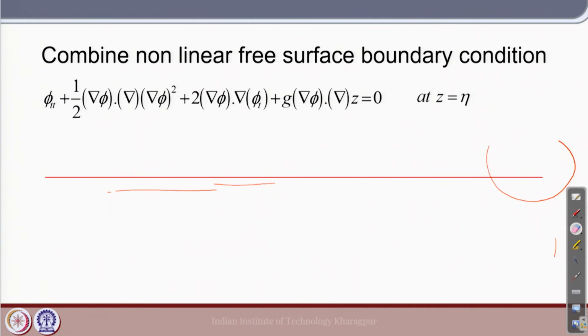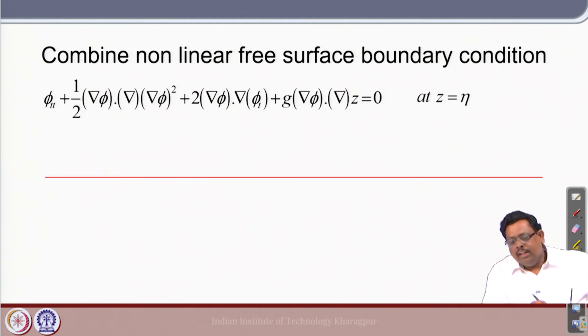So, now I get a combined free surface boundary condition, which is in the absence of eta, right. In this equation you can see there is no eta present. So, if I solve this equation, then I really do not have to worry about my eta. This is called the combined non-linear free surface boundary condition. Here you can see there is no presence of eta.